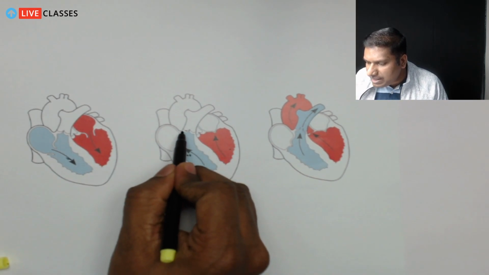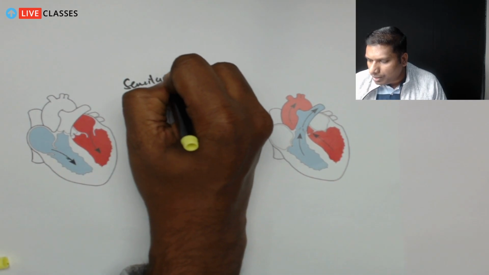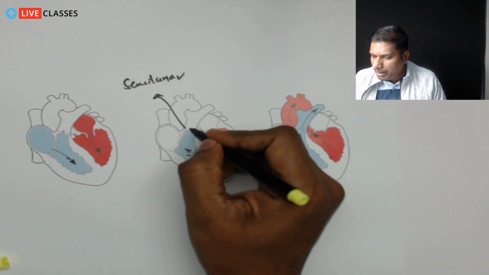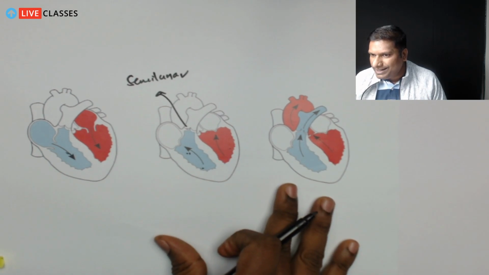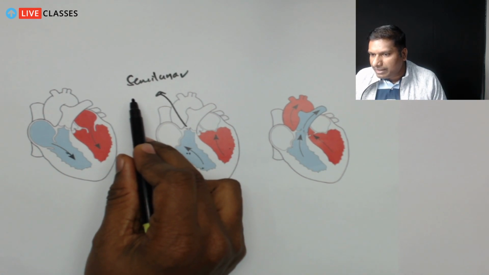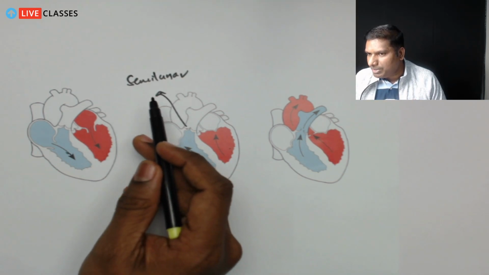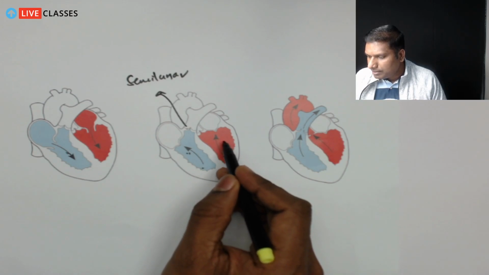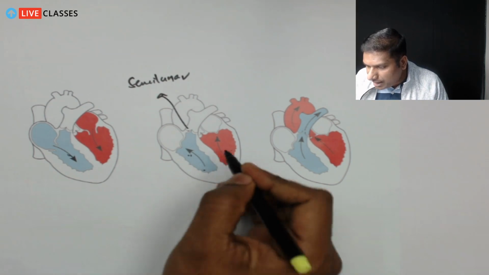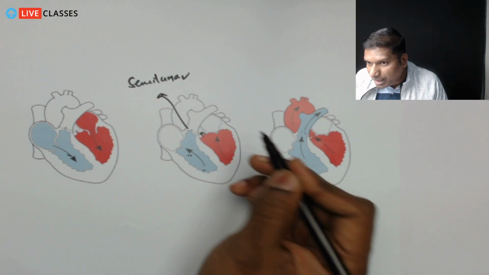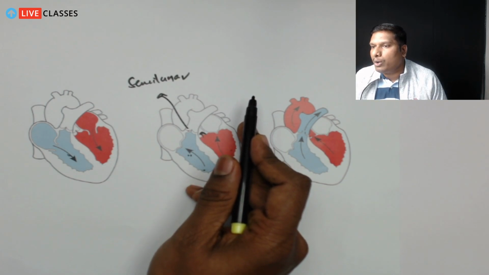So you have the semilunar valves here. The one connected to the right side is your pulmonary artery, which has the pulmonary semilunar valve, and the left one has the aorta. Here you can see this is the aorta opening. So you have another semilunar valve here, which is the aortic valve.